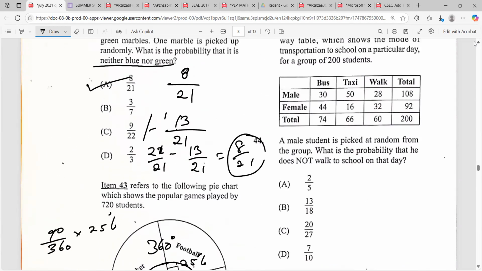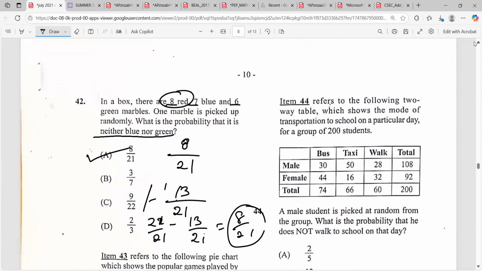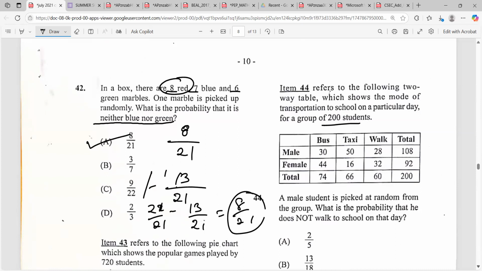All right. Let's move on to 44. 44 refers to the following two-way table which shows the mode of transportation to school on a particular day of 200 students. Notice some little thing there now, guys. It says a male student is picked at random from the group. What is the probability that he does not walk to school?